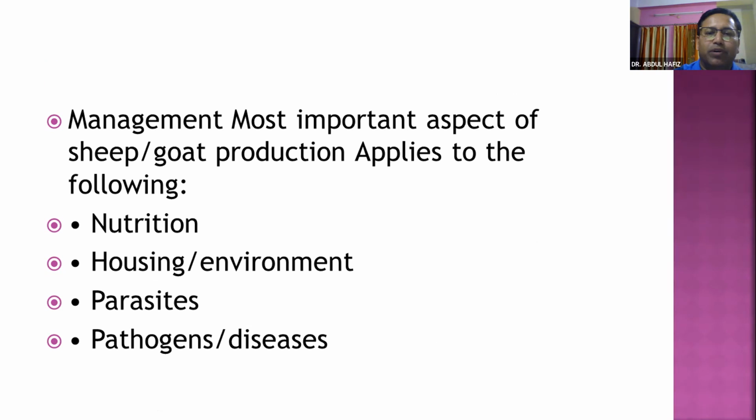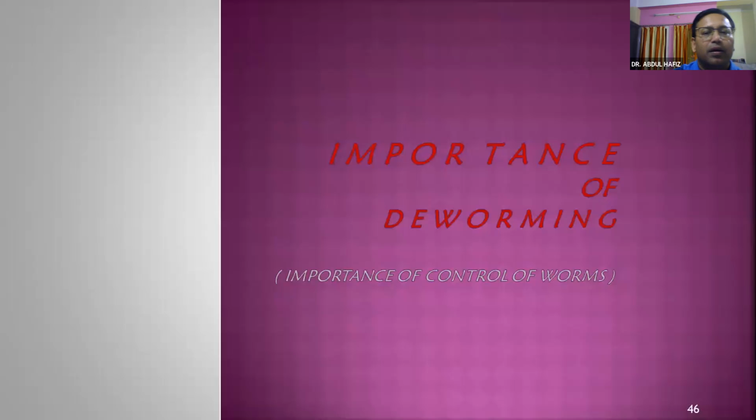Management is one of the most important aspects of sheep and goat production, applied to the following: nutrition, housing, environment. Parasites and pathogens are the main causes. Now it is time for the importance of deworming. We know deworming. What is the importance?